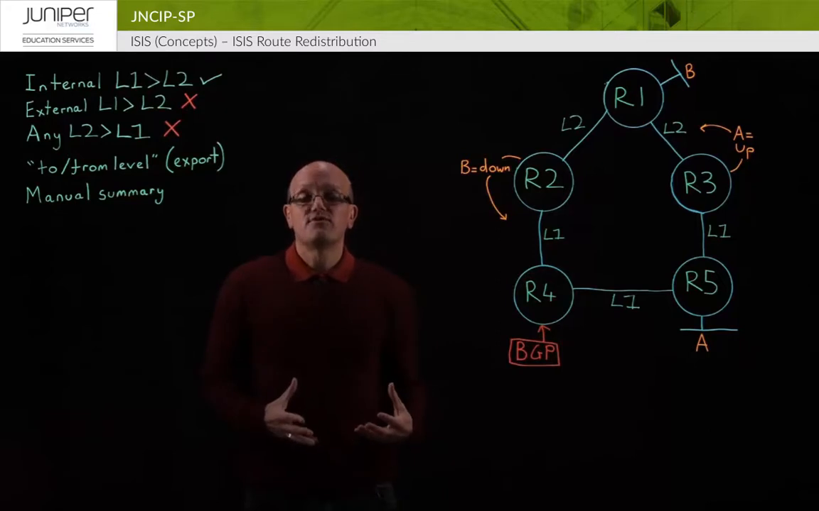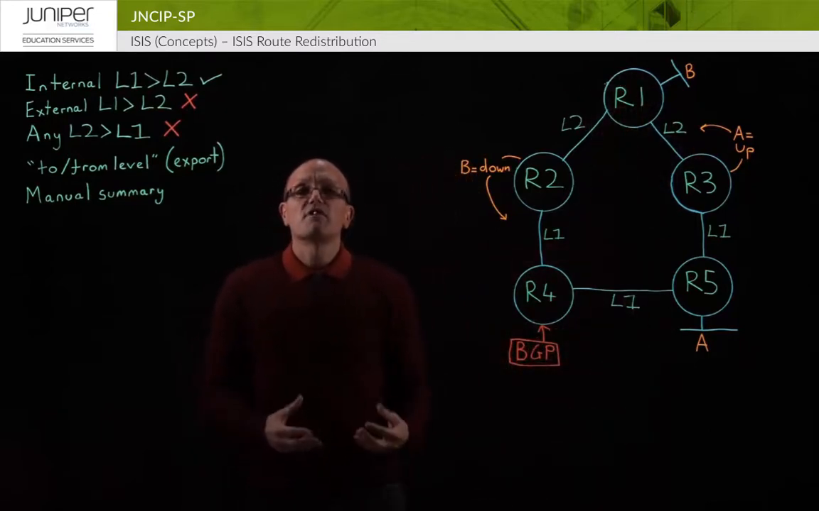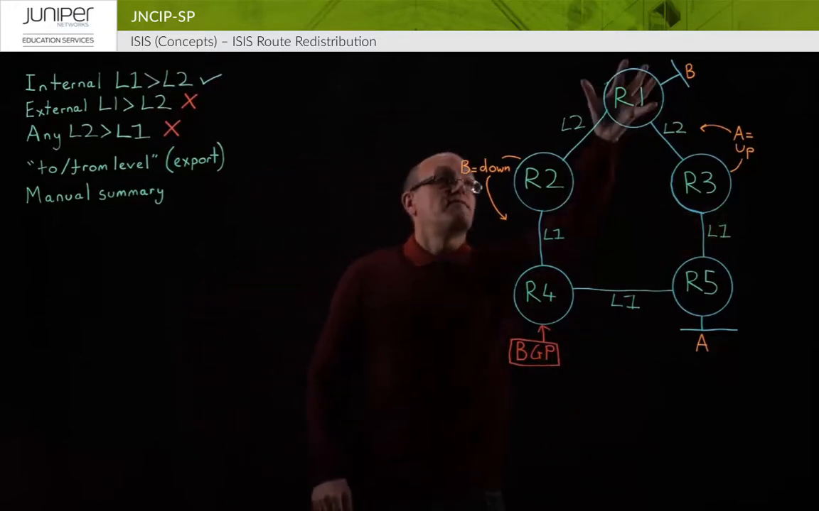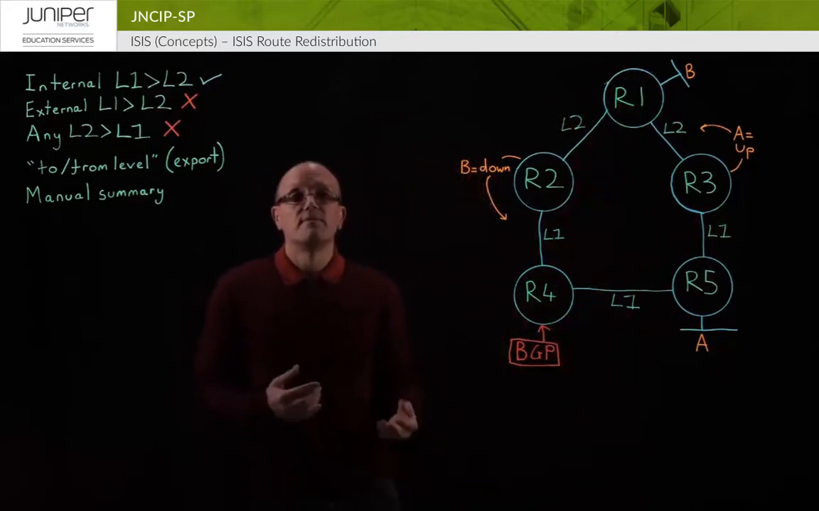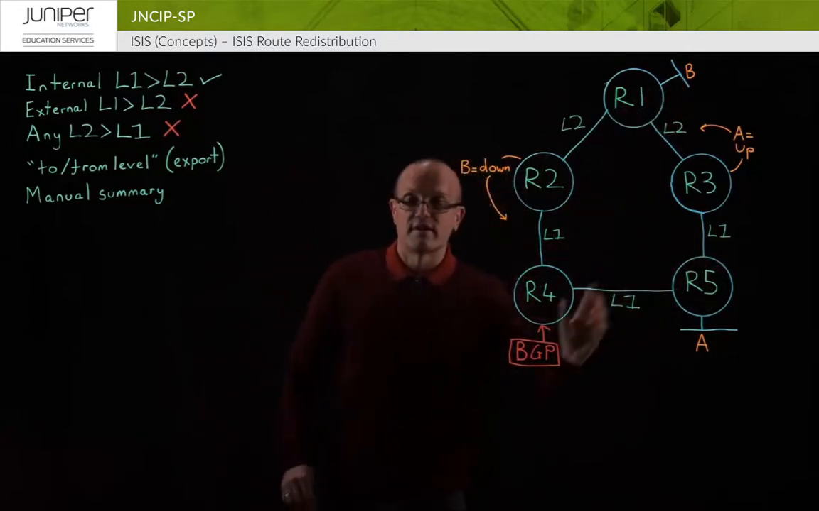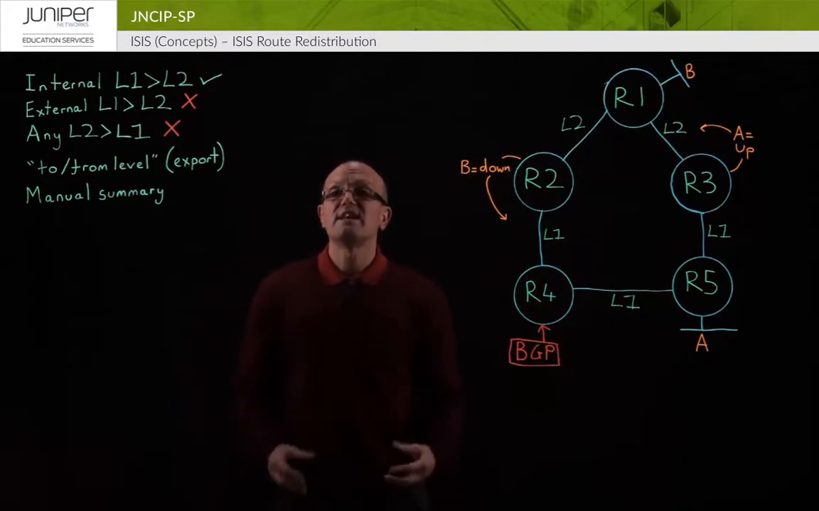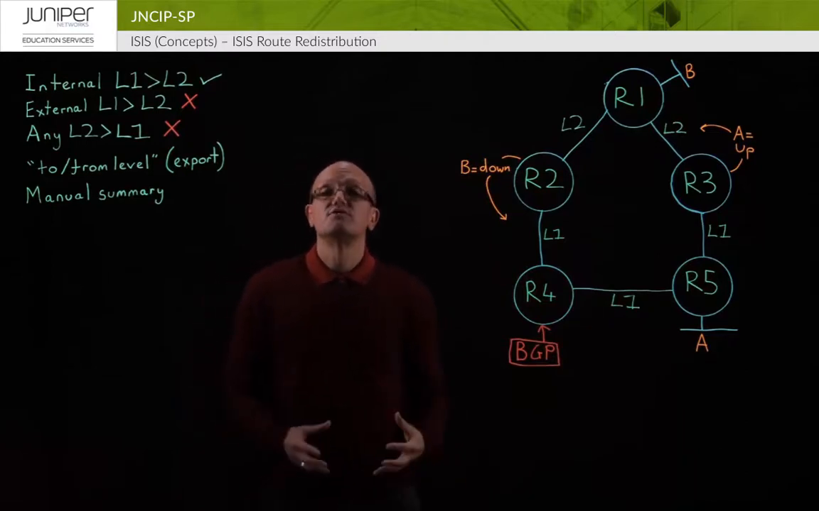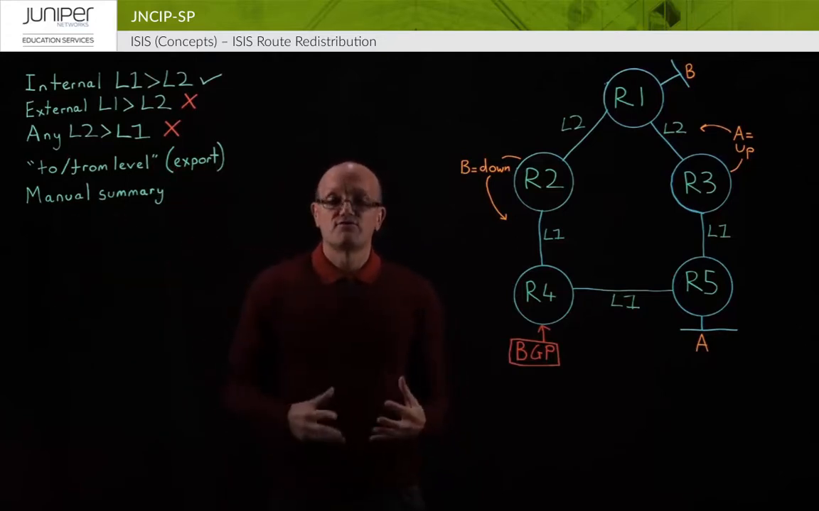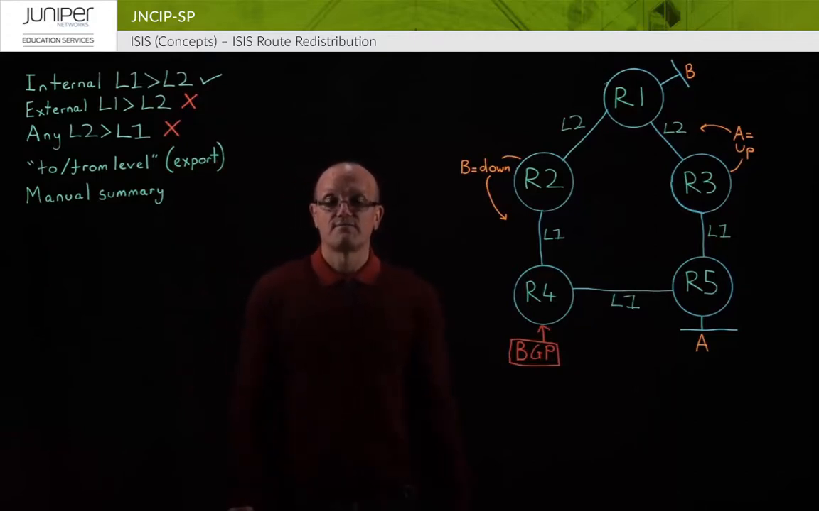So what if we do want these routes to be propagated up to level 2? What if we do want some routes propagated from level 2 down to level 1? Say we want to advertise this network B down into level 1, for example. Well, to do both of these things, we need to turn to routing policy. So this is going to be an export routing policy applied to protocols ISIS.